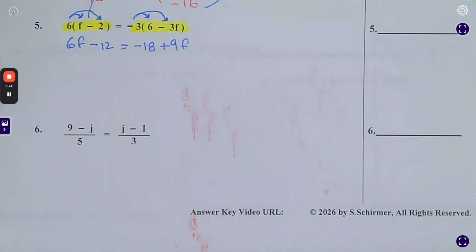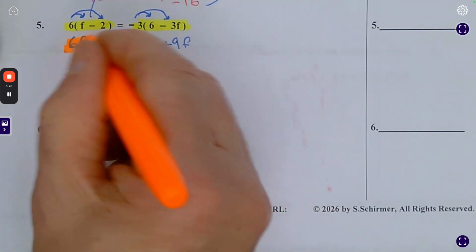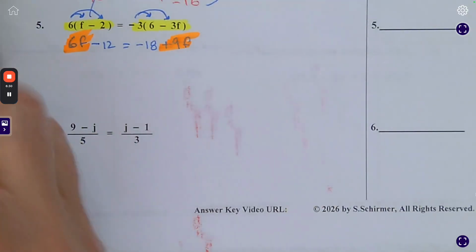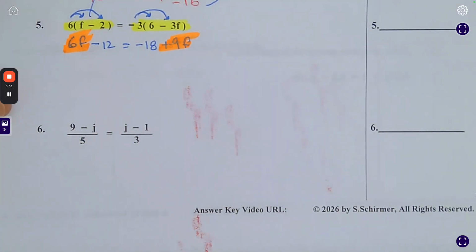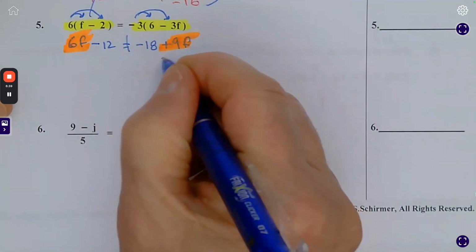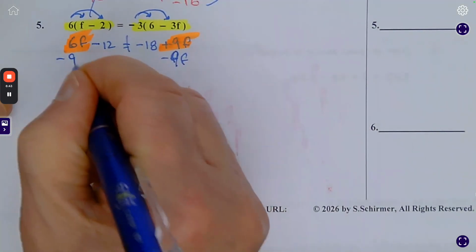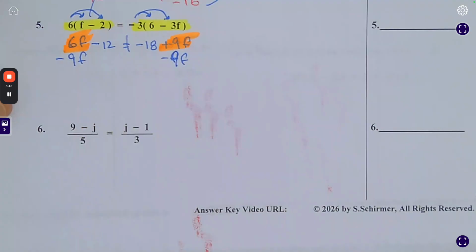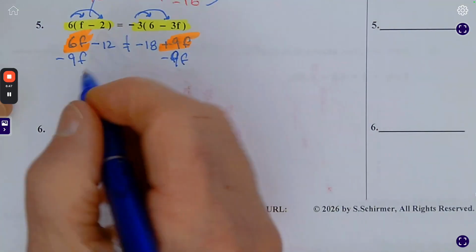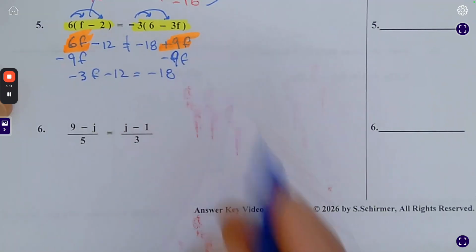Okay, so this is another situation where I have variables on both sides. I got those, and then I also have constants on both sides, all right? Let's deal with the variables first. Inverse operation of a plus 9f is a minus 9f. So I do that to both sides. Rewrite it. Negative 3f minus 12 equals negative 18.